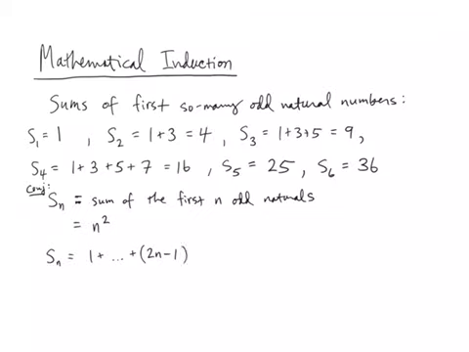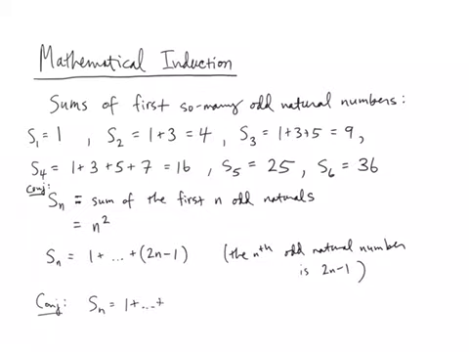And here we're using that the nth odd natural number is 2n minus 1. Okay, so this S sub n is 1 plus 3 plus 5 plus etc. up to 2n minus 1. So our conjecture here is that S sub n, which is 1 plus ... up to 2n minus 1, that's what it is by definition, is equal to n squared. Okay.